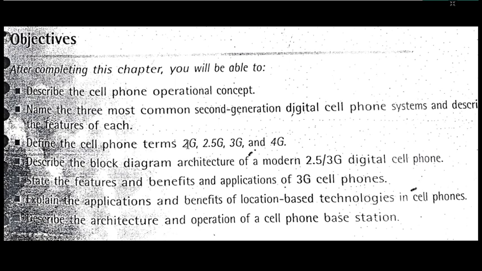Then the block diagram of the 2.5G and 3G digital cell phone, and later the benefits and applications of 3G and so on. We also have to explain the applications and benefits of location-based technologies in the cell phone, and describe the architecture and operation of a cell phone with the base station.